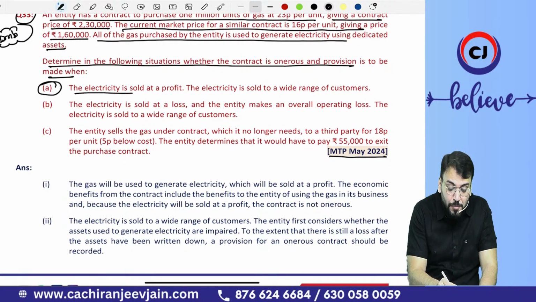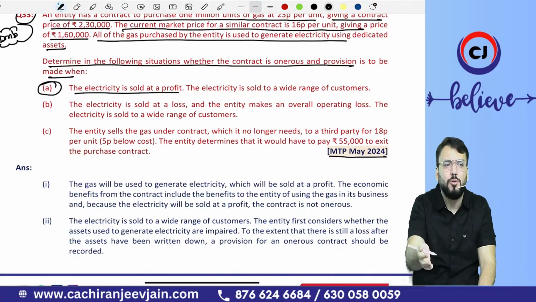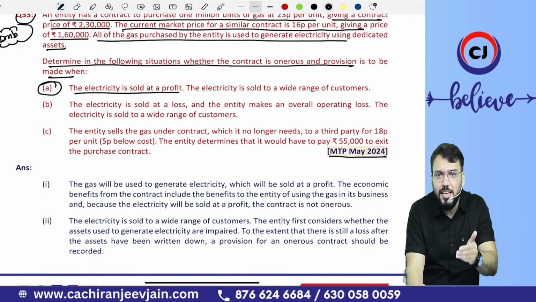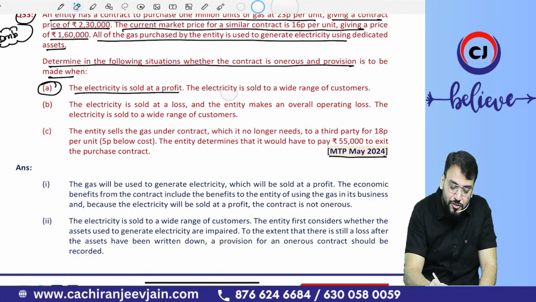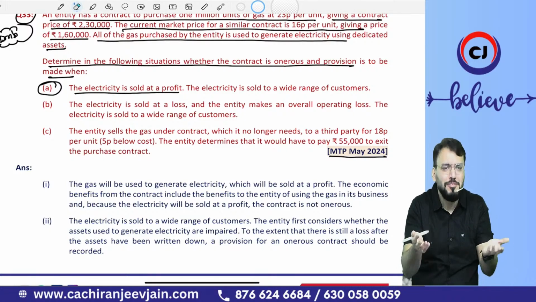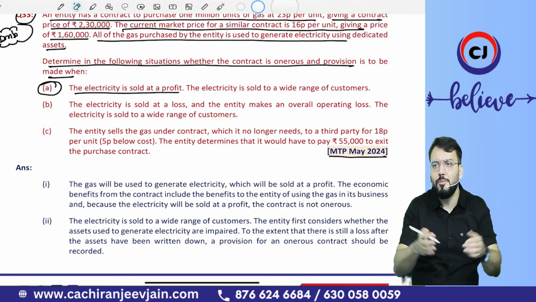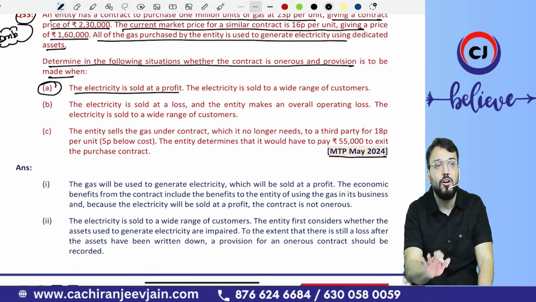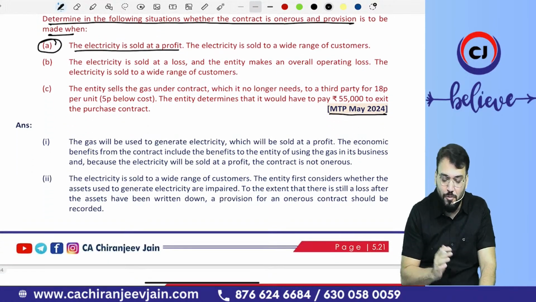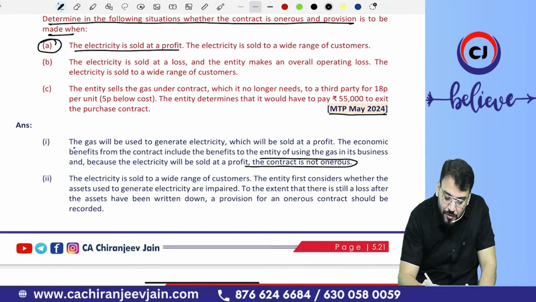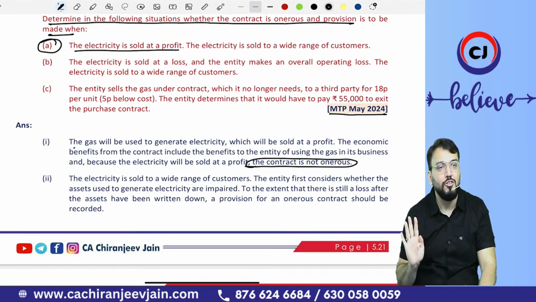The electricity will be sold at a profit. But whether it is an onerous contract: if the electricity will be sold at a profit, it means it is not an onerous contract. Whether the electricity is sold to a wide range of customers or to one customer is of no use. It is sold at a profit, that is relevant. So it is not an onerous contract and therefore no provision is required. Simple. The first answer: the contract is not onerous, and no provision is required.